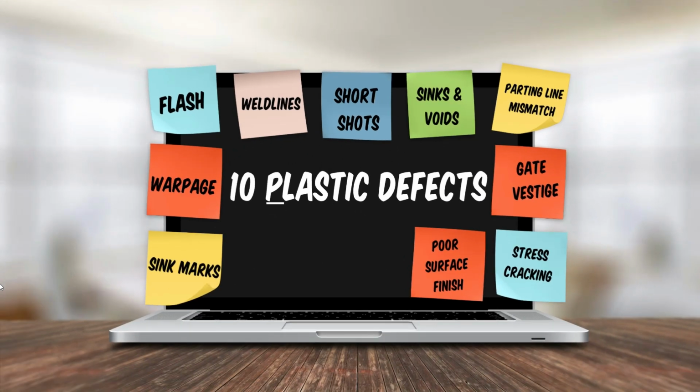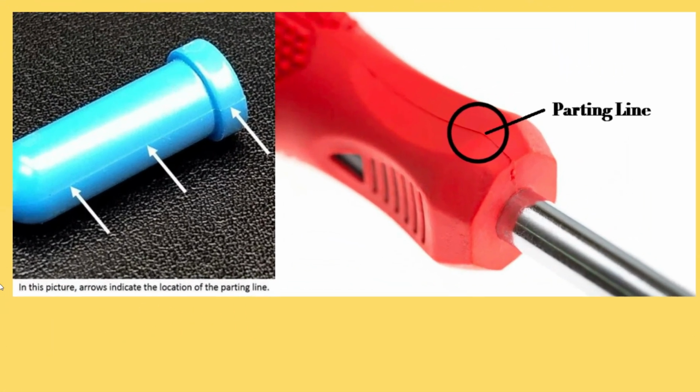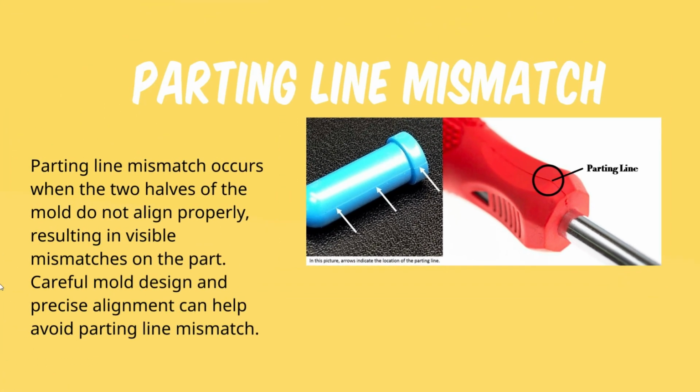7. Parting line mismatch. Parting line mismatch occurs when the two halves of the mold do not align properly, resulting in visible mismatches on the part. Careful mold design and precise alignment can help avoid parting line mismatch.